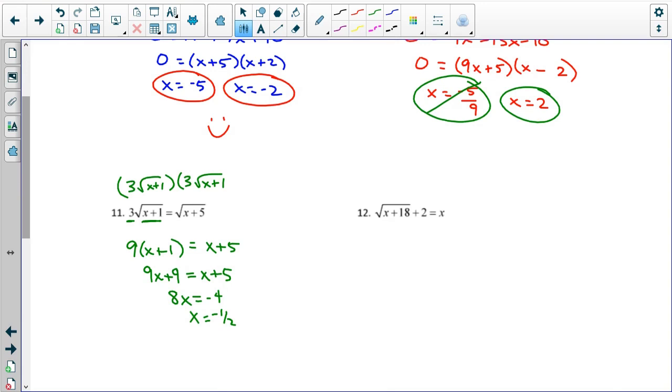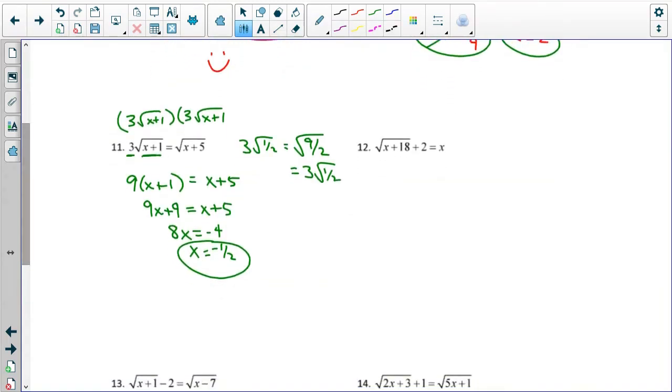If I substitute these values in, I get 3 times the square root of a half equals 5 minus a half, which is the square root of 4 and 1/2, which is the same thing as the square root of 9 halves, which does equal 3 times the square root of 1/2. I don't need to simplify it anymore. I just know that it works. So x equals negative 1/2 is correct.